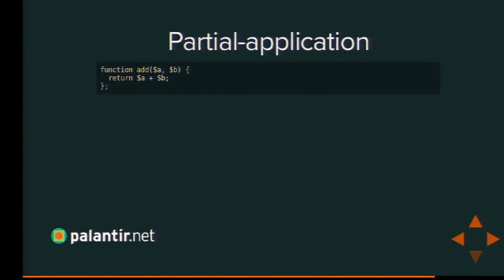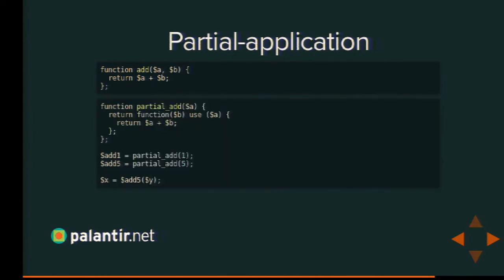Let's take this function, add. It takes 2 values. We're going to add them together. All right? We can create a partial add where we can call it with 1 value and get back a new function that persists that value, and we can then call that second function with some other value, and we'll add the 2 together.